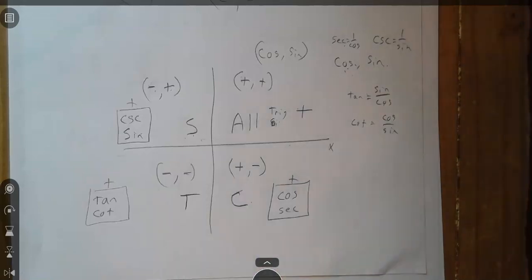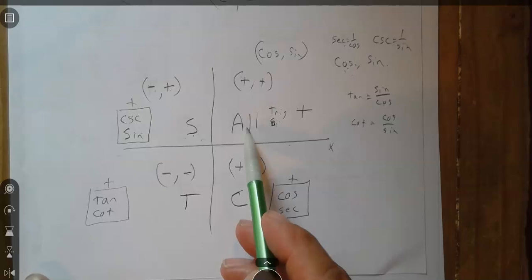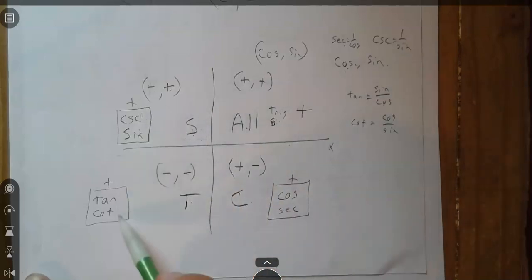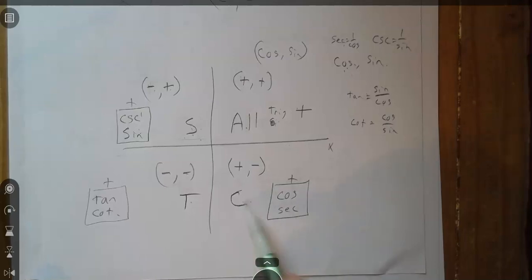So that's just kind of a memorization there. All students take calculus, ASTC. All of them are positive. My sine functions, my sine and cosecant, my tangent, cotangent, and my cosine and secant.